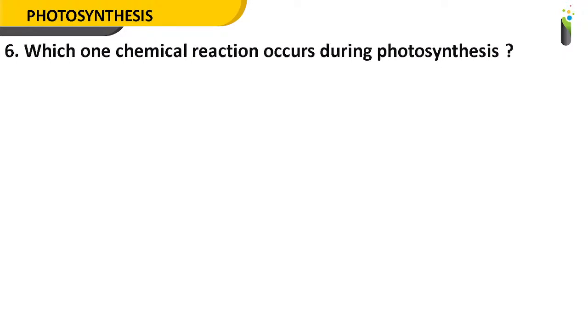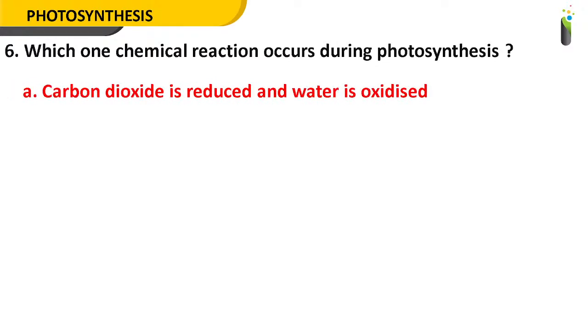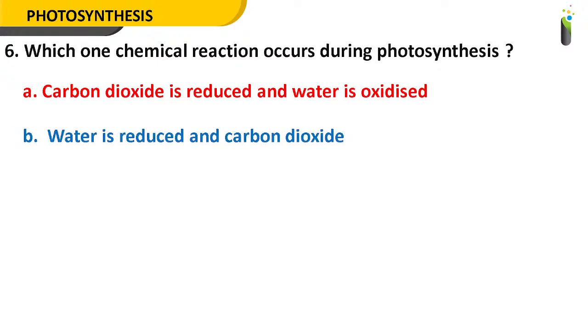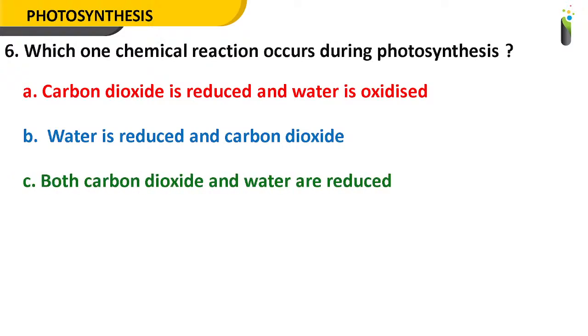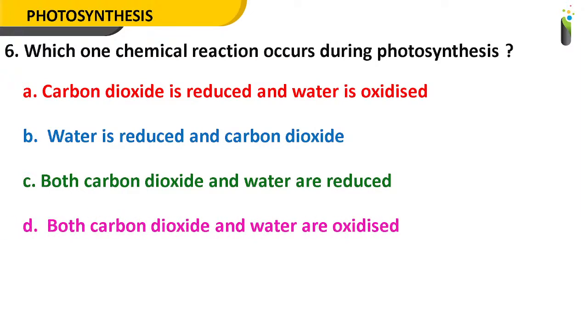Question number 6. Which one chemical reaction occurs during photosynthesis? A. Carbon dioxide is reduced and water is oxidized. B. Water is reduced and carbon dioxide is oxidized. C. Both carbon dioxide and water are reduced. D. Both carbon dioxide and water are oxidized. In the B option, and carbon dioxide is oxidized has to be there.